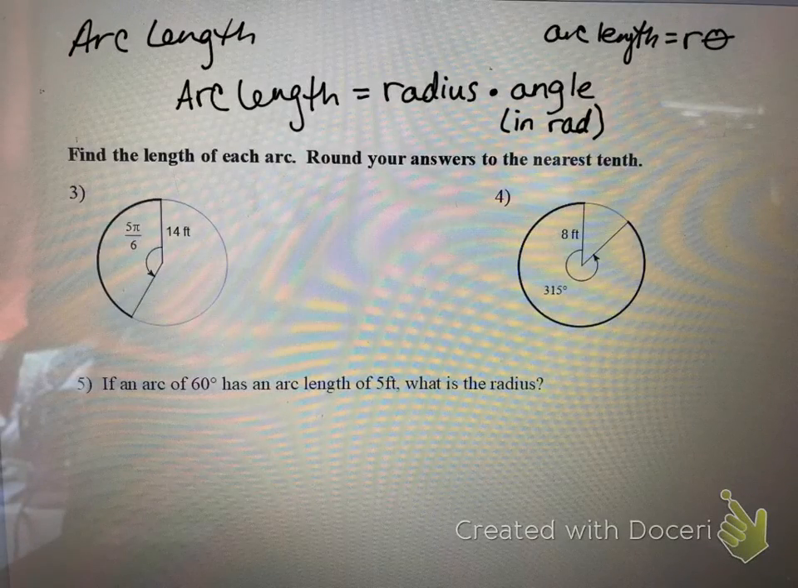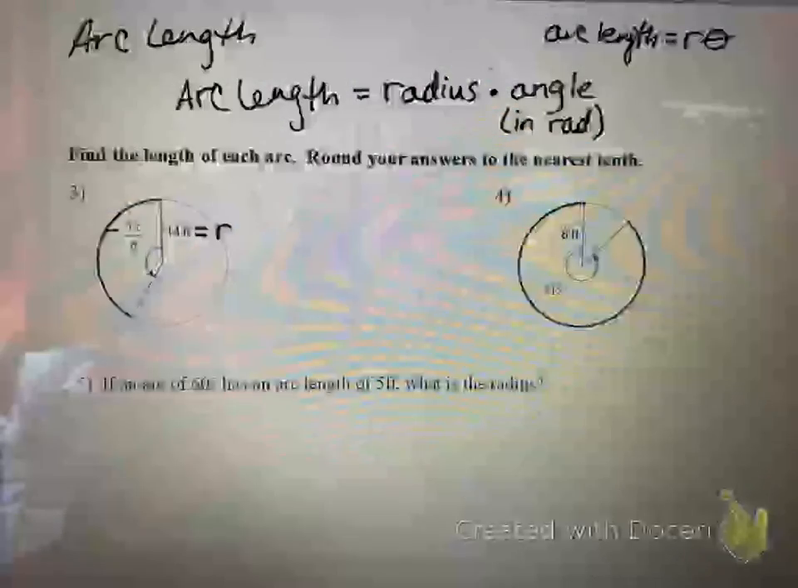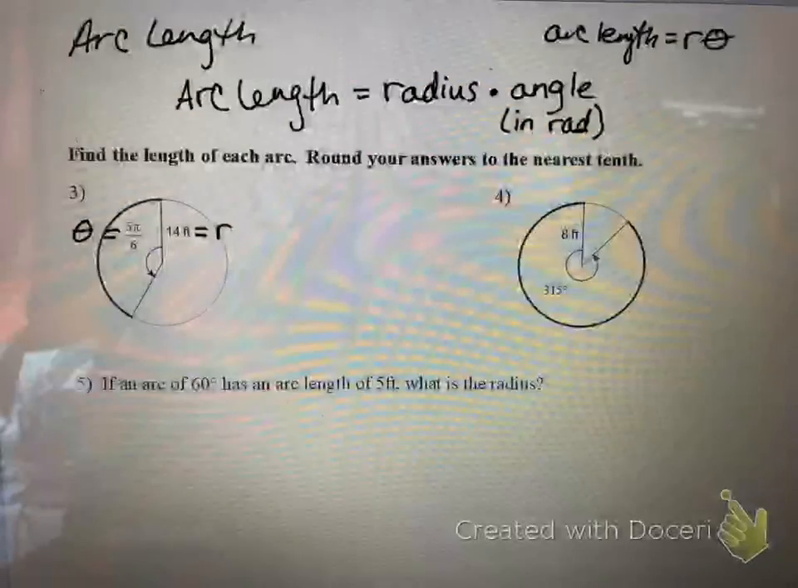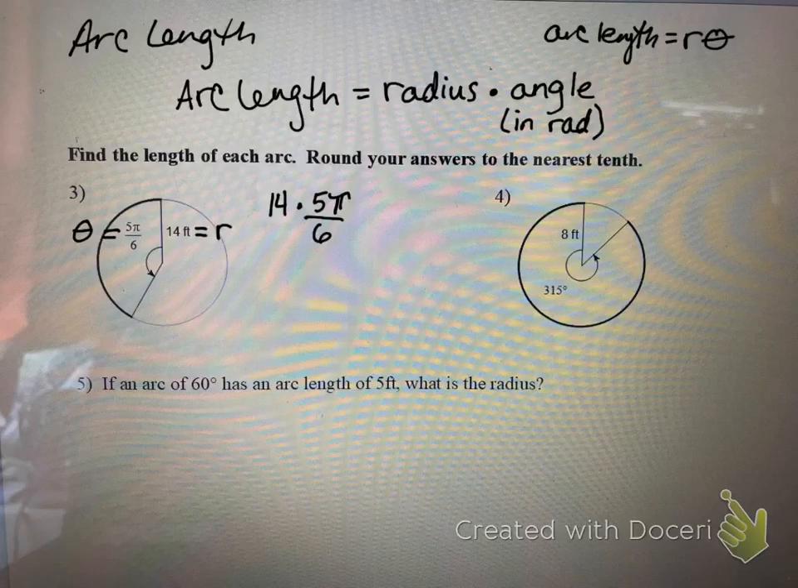So if I take a look at number 3, I have a radius of 14 feet. I have 5 pi over 6 as theta, as my angle. It is in radians already, so all I have to do is multiply those two together. So I have 14 times 5 pi over 6. And from here we are multiplying straight across top and bottom. So we can make 14 into a fraction, and then we multiply.